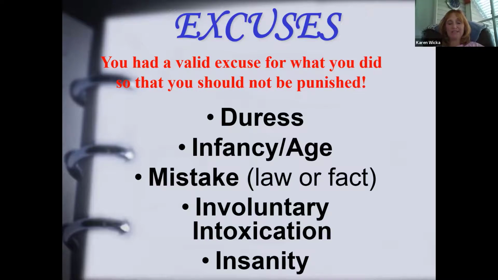The next one is infancy or age. We require people to be a certain age before we think they can form the mens rea necessary for the crime. So remember, mens rea is the mental capacity. We don't believe that anybody under the age of 7 has the mental capacity to commit a crime. And then between 7 and 15, okay, you have some capacity, but your brain is still not developed. So we're going to call you a delinquent and put you in juvenile court instead of criminal court, adult court. So infancy or age can be an excuse.